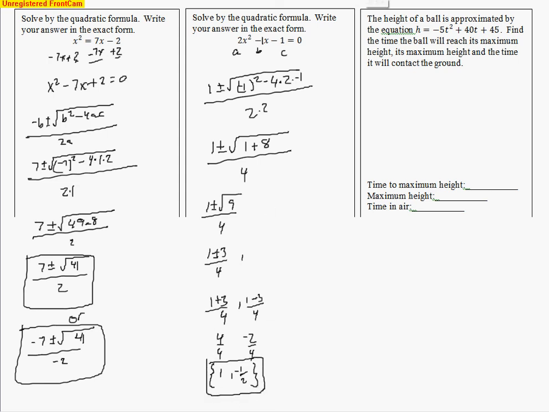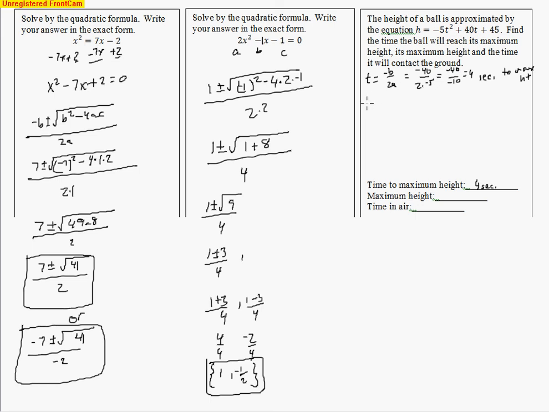And the last problem asks us to find three things. Time to maximum height first. Time to maximum height is just the axis of symmetry formula, negative b over 2a. And so I do the b term, which is negative 40 over 2 times a, which is negative 5. So that makes negative 40 over negative 10, which makes 4. So that's 4 seconds to max height, and so time to max height, there's 4 seconds I'll put in there.